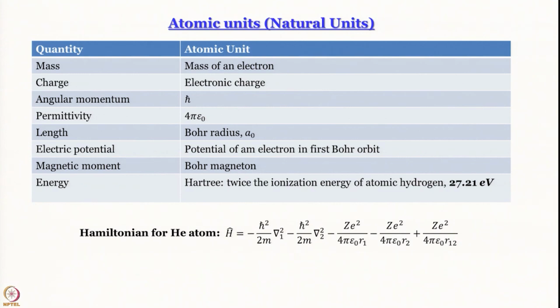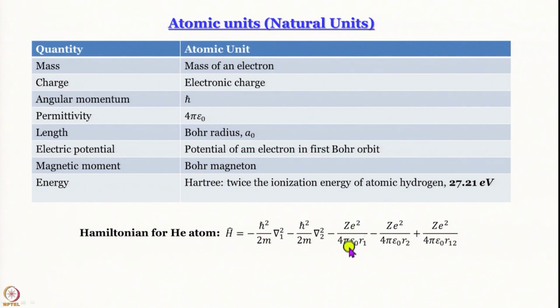So, what I will do is start from this Hamiltonian for helium atom and write it in atomic units. What will happen? All the h cross square will become 1, all the m's will become 1, because here m is the mass of an electron. So, the first term and the second term, what will they become? Minus del 1 square minus del 2 square. What will the third term become?